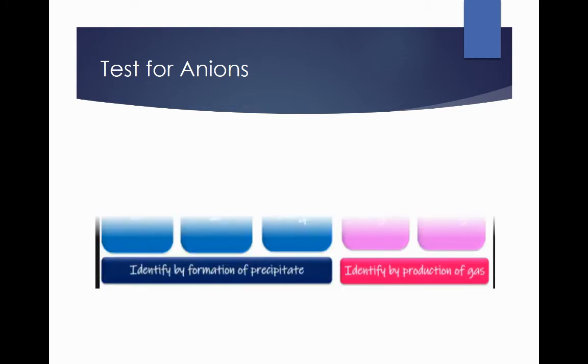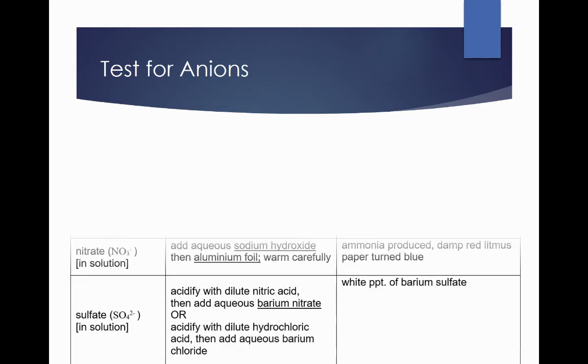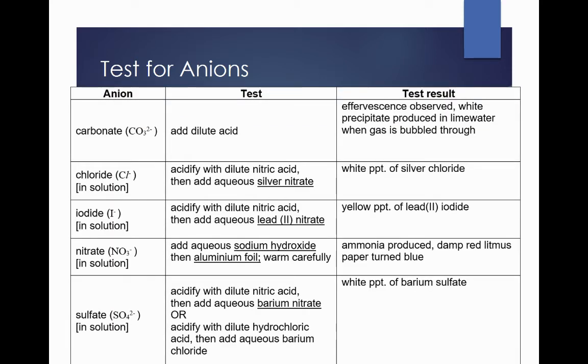Now, for anions, there are two categories whereby one forms a precipitate and the other kind of test will form a particular gas that we have to identify as well. Now, this table summarizes everything that you need to know for anions, and you realize that the tests for anions are quite different from the tests for cations. In a sense, you're using various kinds of reagents or chemicals. Unlike in cations, you only use two kinds of chemicals, sodium hydroxide as well as aqueous ammonia.